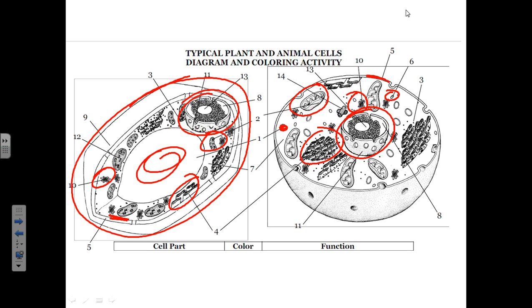All right, and number 12 looks like little vacuoles with little stacks of pancake-like things inside. Notice they're only in the plant cell. There's a bunch of them. What would that be? That's a chloroplast. And that's where photosynthesis happens.